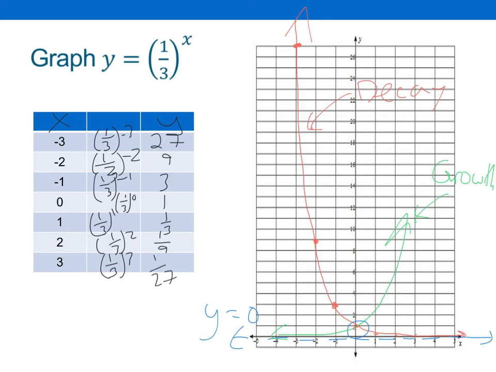All righty. So there you go, your first glimpse at growth and decay, and I would definitely jot that down, a little sample graph that goes with growth and decay and what they look like, because you'll be asked to identify those.